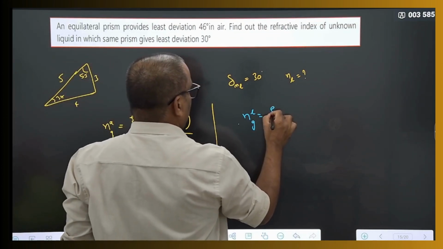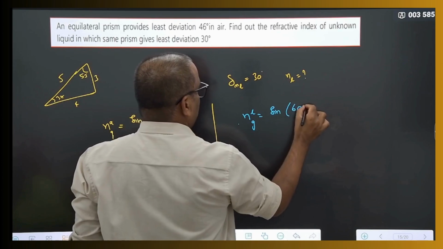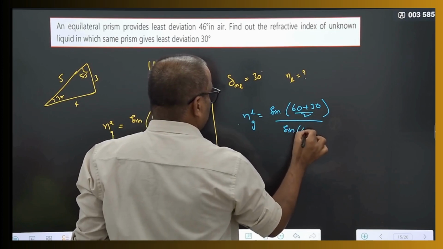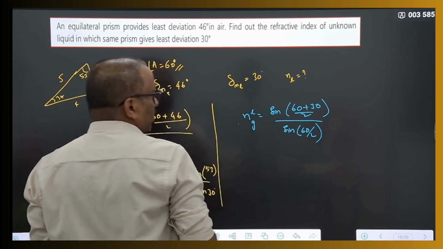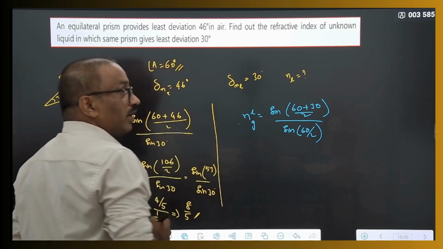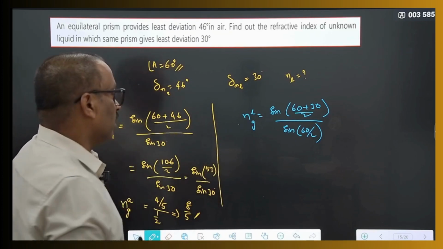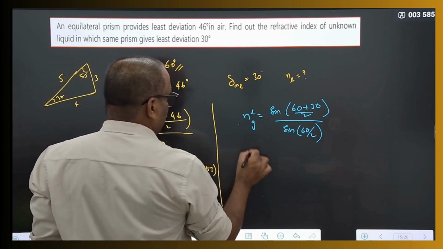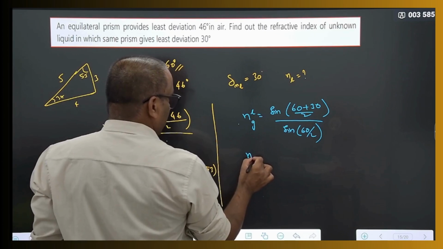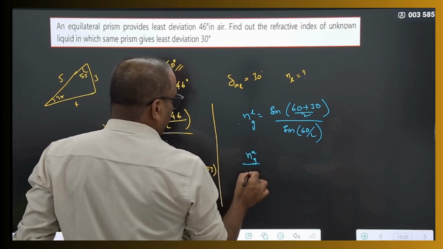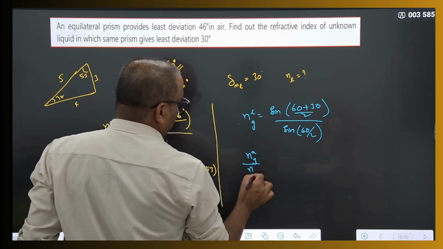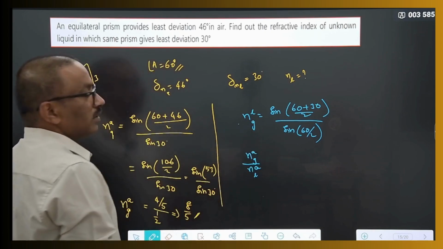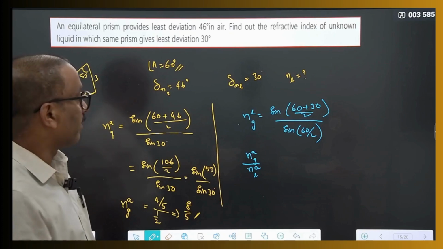Therefore sine of (60+30)/2 divided by sine of 60/2. Clear? So this is the refractive index of the glass with respect to liquid, which you can write as the refractive index of the glass with respect to air by the refractive index of the liquid with respect to air. Clear? Right?